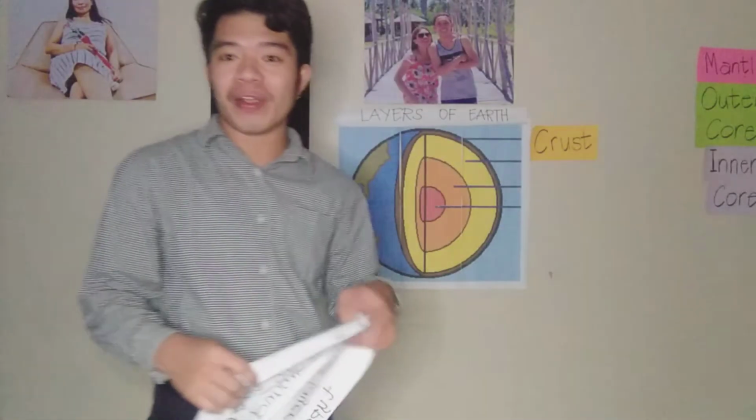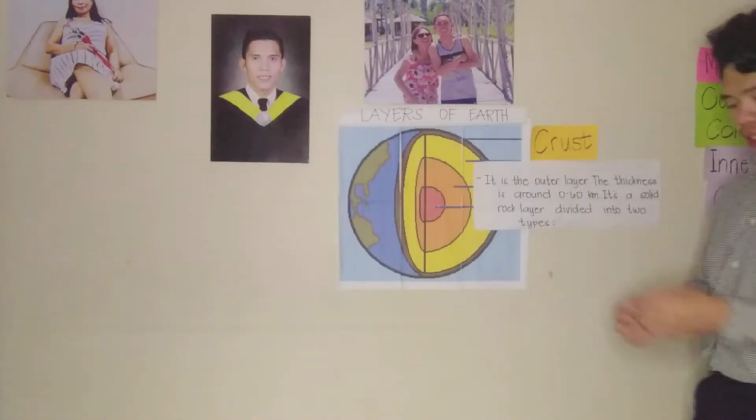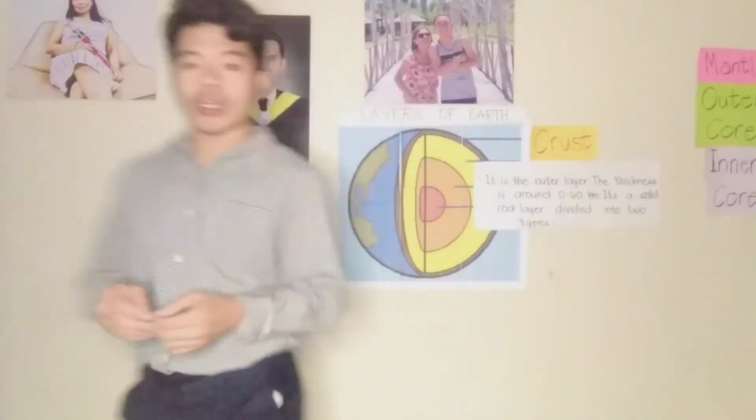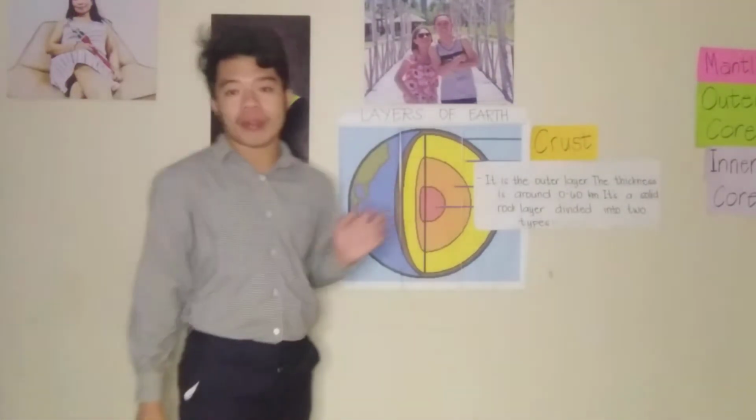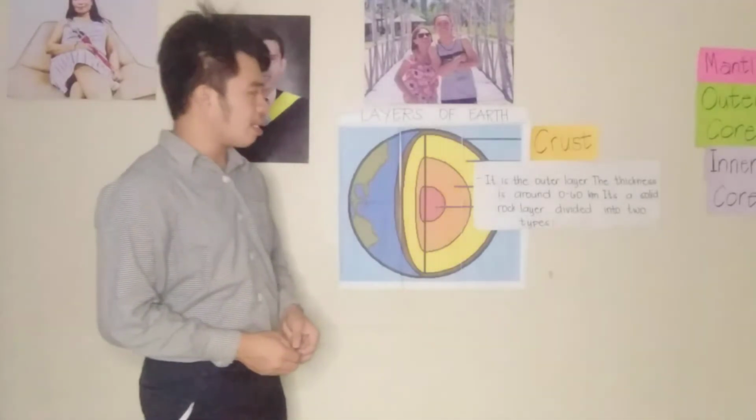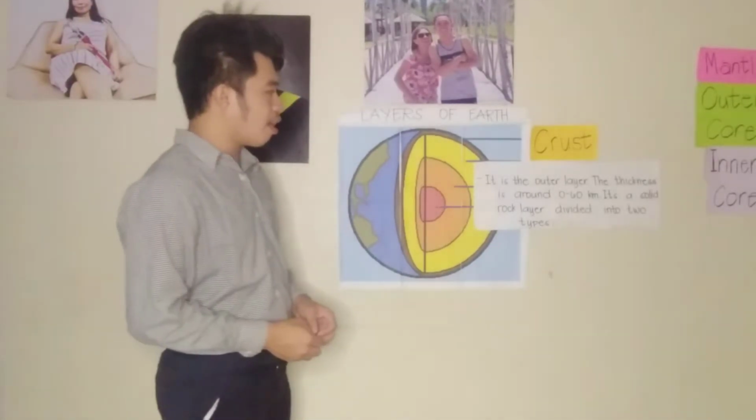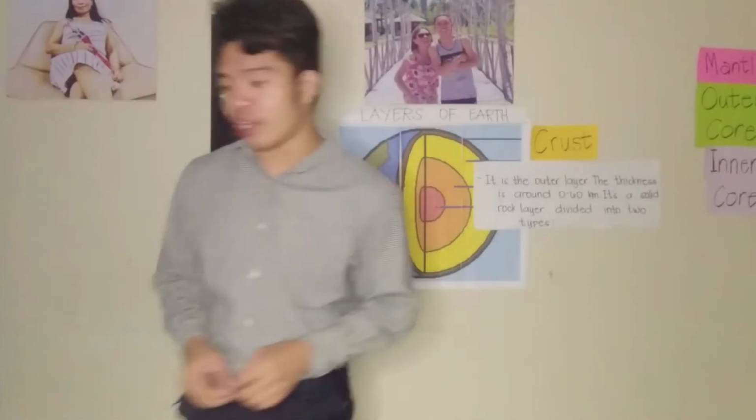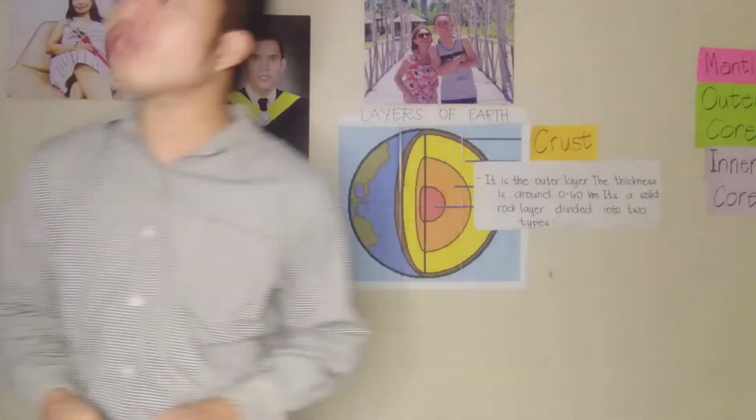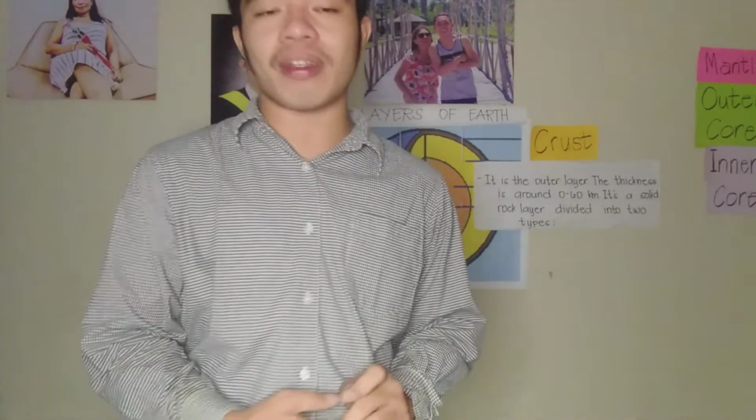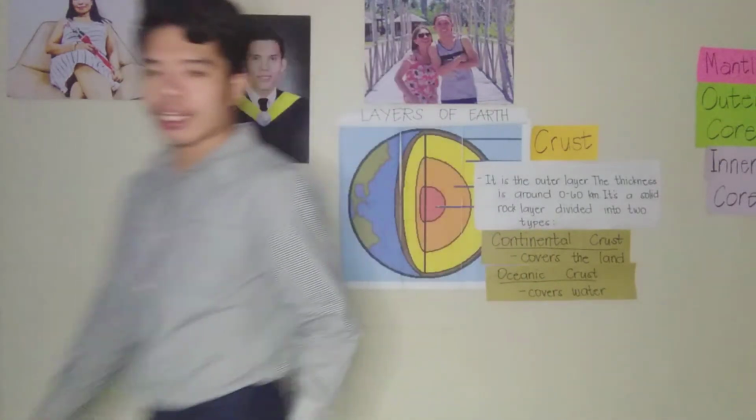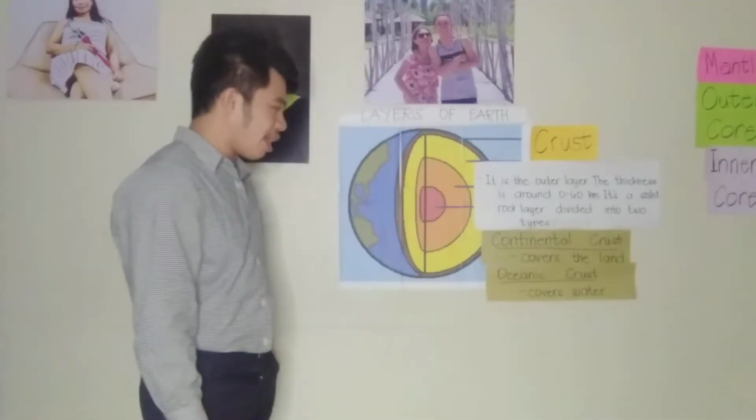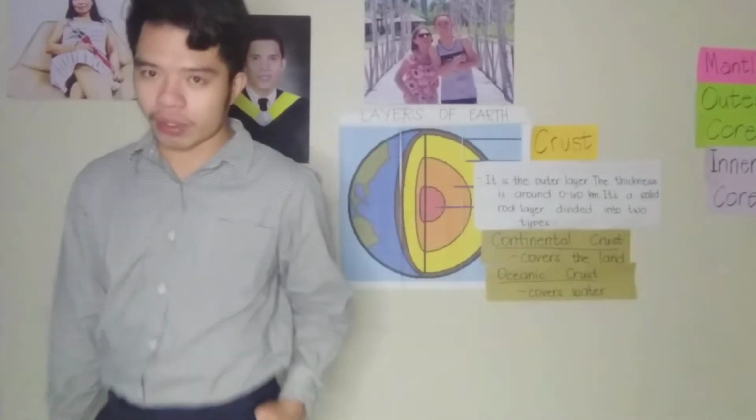For our first layer, we have the crust. Miss Posadas, please read. The crust is the outer layer of the layers of the Earth. Its thickness is around 0.60 kilometers. It is a solid rock layer divided into two types. What do you think are the two types of crust, Miss Villena? The continental crust covers the land, while the oceanic crust covers the water. Now we are done with our first layer.